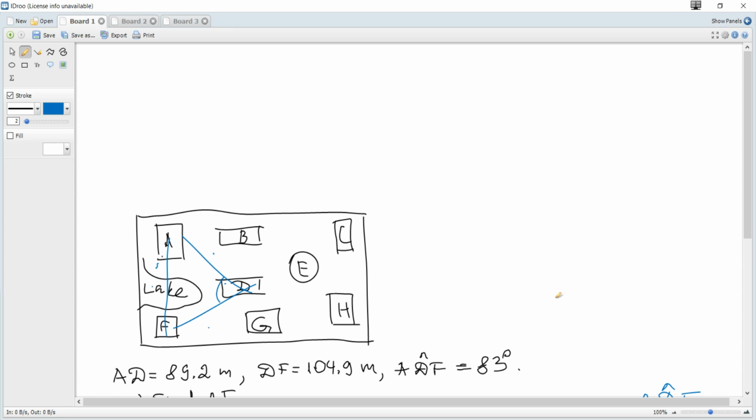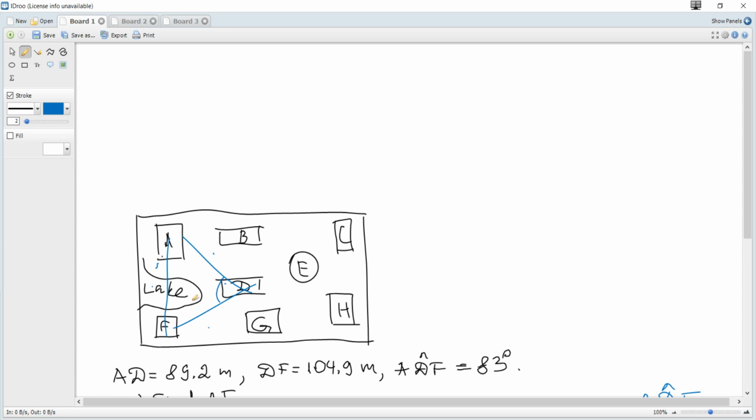He begins by determining the distances in meters between the underground access points in each of the buildings. He finds that distance AD is equal to this value, DF is equal to this, and the angle ADF is equal to this. And question A, find AF, 3 marks. So you can see that 2 sides are given, 1 side is required, and also an angle is given. How to connect 3 sides and an angle? Using cosine rule.